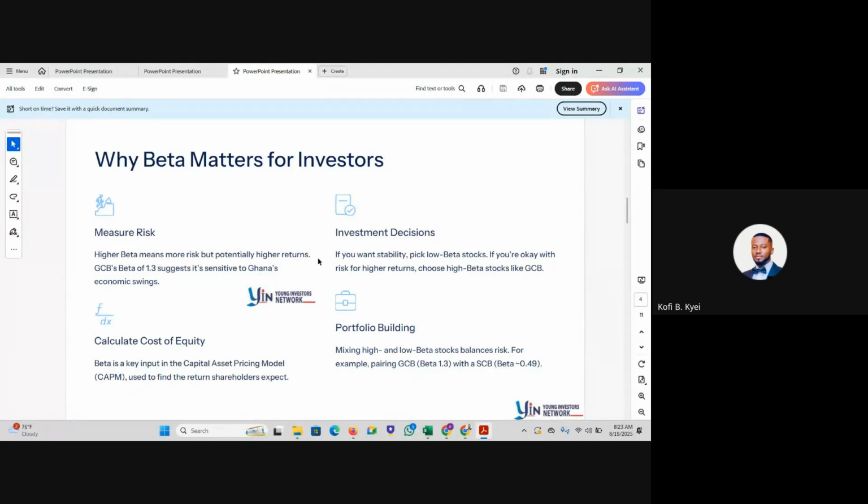To calculate the cost of equity, beta is a key component of the CAPM that we've been talking about. You use it to find the return shareholders expect. Once you incorporate beta into the cost of equity, we are trying to get the expected return that shareholders are looking for. Now, portfolio building: mix high and low beta stocks and it balances the risks for you. For example, pair GCB and Stanchart, as I mentioned earlier.